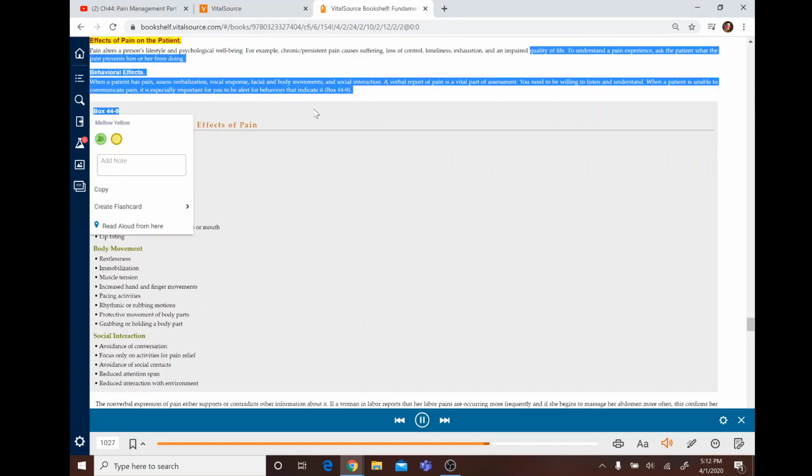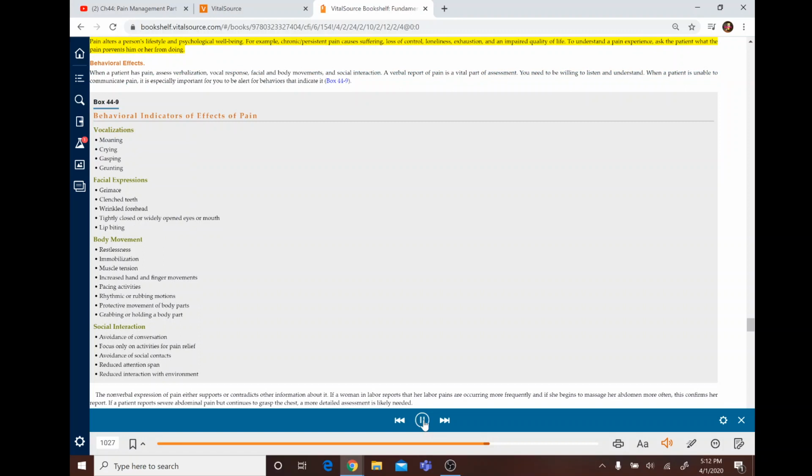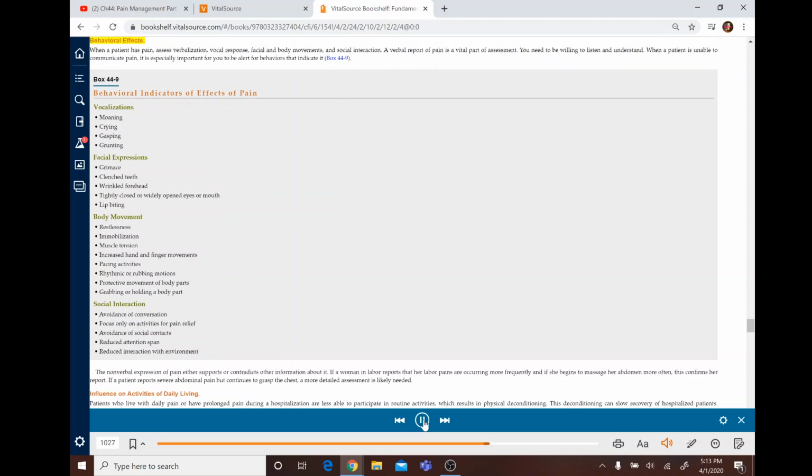Effects of pain on the patient. Pain alters a person's lifestyle and psychological well-being. For example, chronic/persistent pain causes suffering, loss of control, loneliness, exhaustion, and an impaired quality of life. To understand a pain experience, ask the patient what the pain prevents him or her from doing.